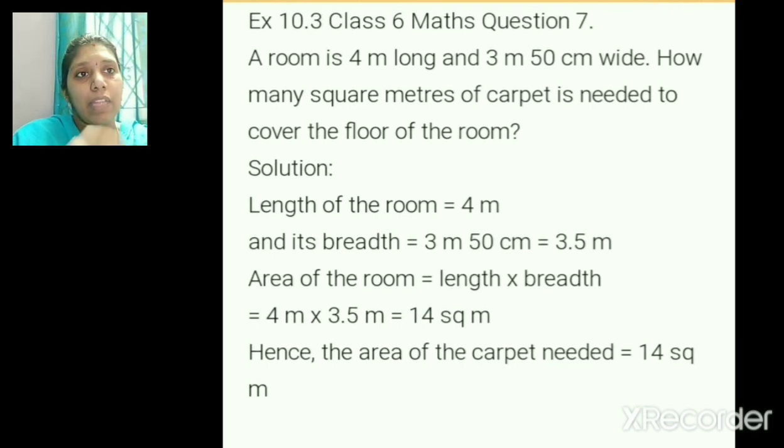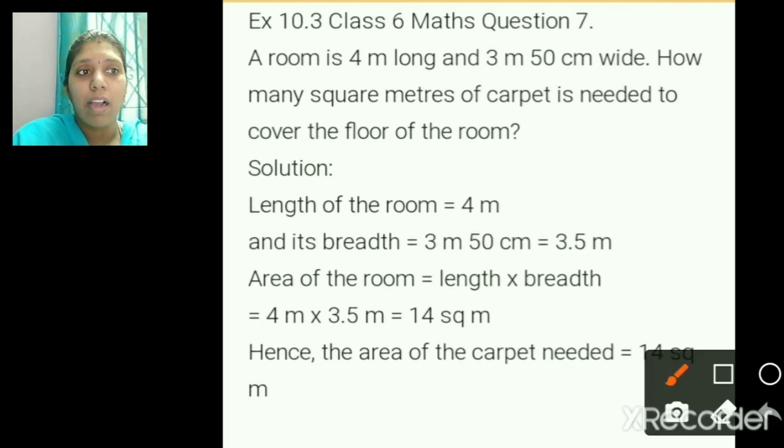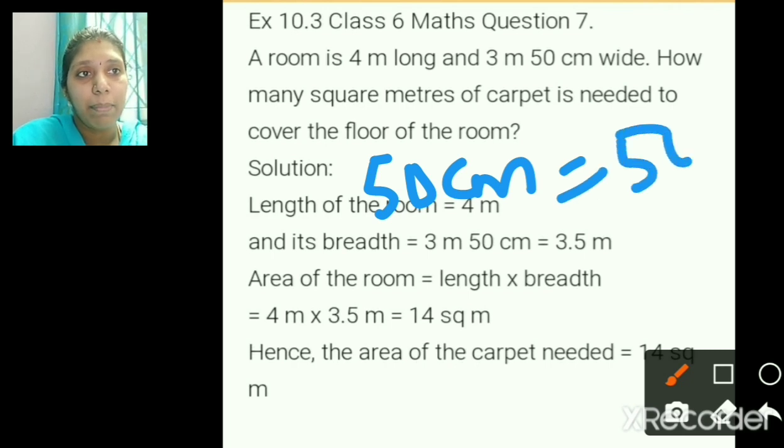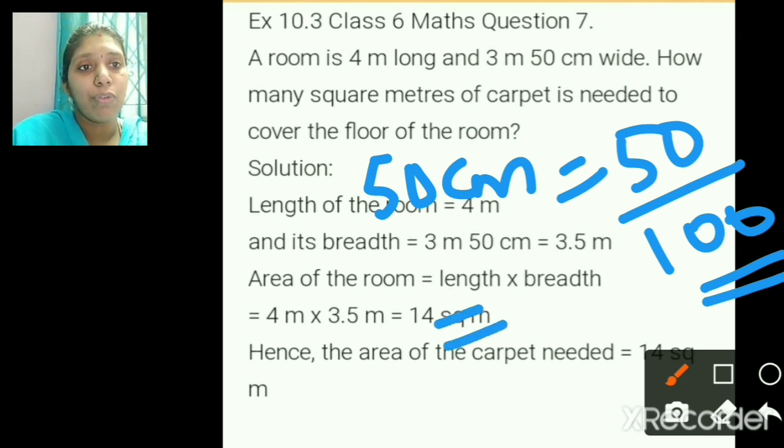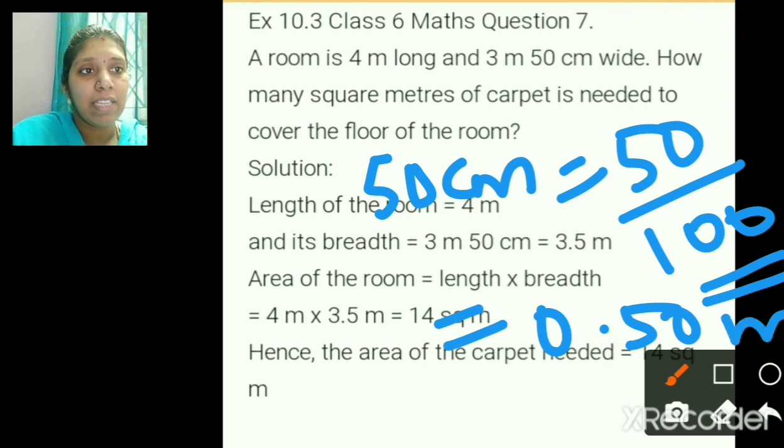Yes or no? Now 50 centimeter, previous sum I told you. So 50 centimeter, how can we convert it to meter? 50 divided by 100. Yes or no? Now in the denominator we have two zeros, so place the decimal before two numbers. So can I write it as 0.50 meter? Okay. Now 0.50 meter is what this 50 centimeter converted to meter is.